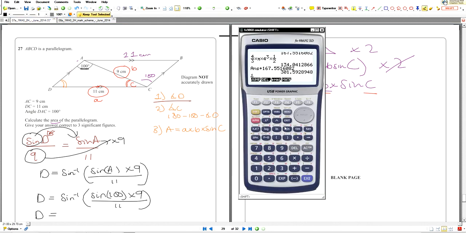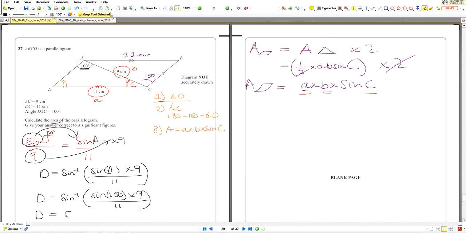So let's shift sine minus 1, we have a bracket, we have the fraction button, so we do sine brackets 100, close the brackets, times that by 9, replay that into the bottom and put it over 11. Replay that back up there and close the brackets, and that gives us an answer of 53.68. That's lovely. 53.6829. Leave that value there for the moment because that's just part 1 done.